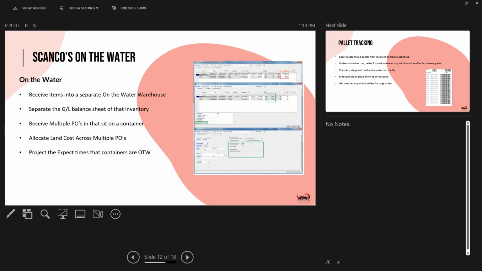Why this is important is because if you are a company that has a board, if you're a company that has auditors, you want to be able to show them, hey, this product is on the water. Here's the cost for that. Here's the product that I physically have here. So On the Water allows you to do this.